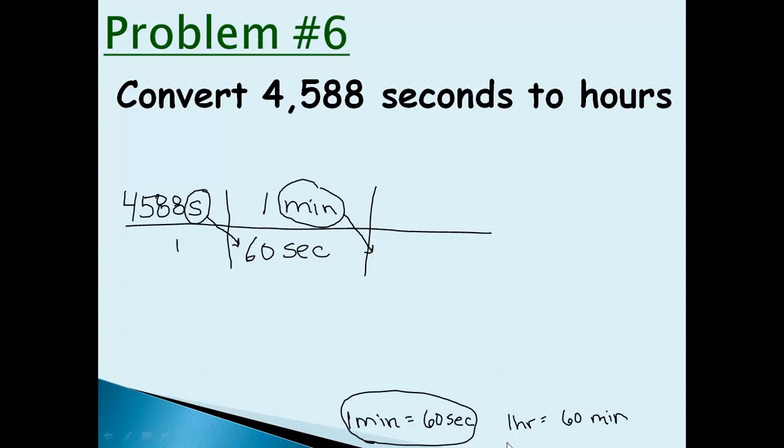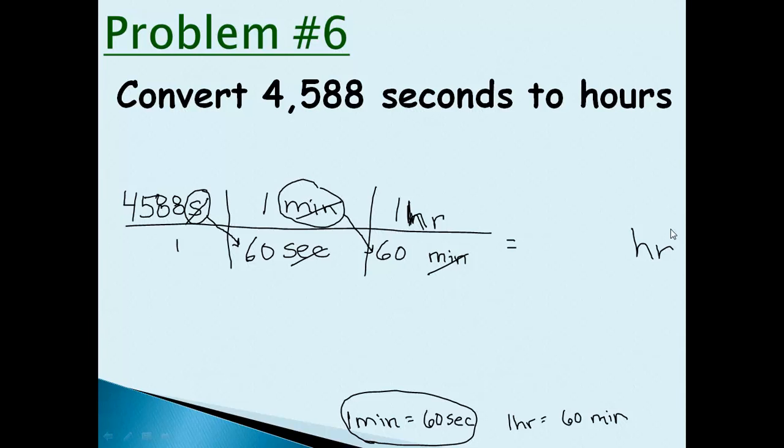Look at this. We have a conversion factor with minutes and hours in it. So up here, we want minutes, so it's going to be 60 minutes is equal to 1 hour. Now notice, seconds and seconds cancel out, minutes and minutes cancel out. That's going to leave our final answer in units of hours.